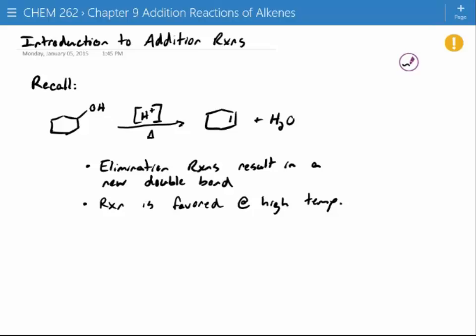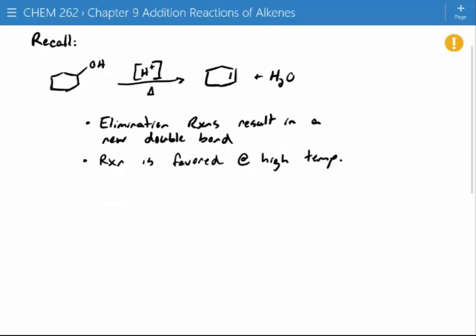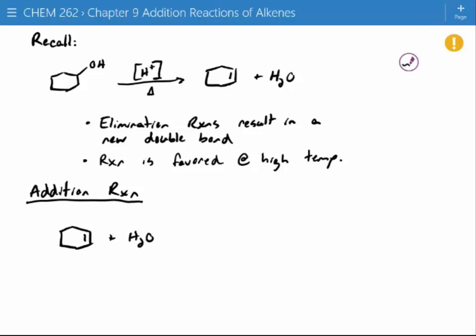The weird thing is when we compare this to an addition reaction, they look really, really similar. So addition reaction. So let's take an alkene, like cyclohexene. We'll add water. We'll add acid. And all of a sudden we've done the same reaction, but in the reverse direction, right?